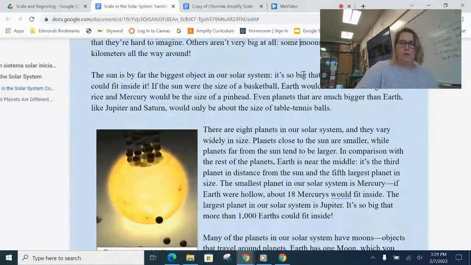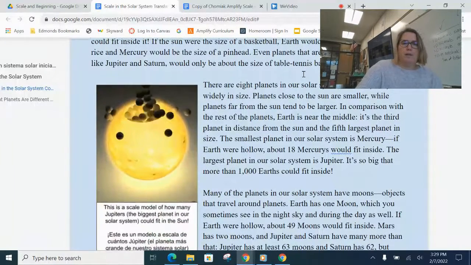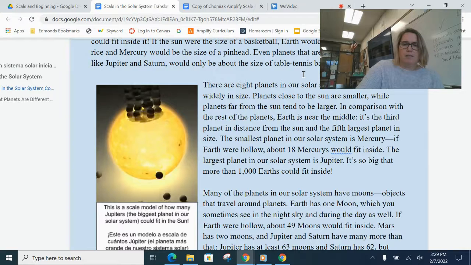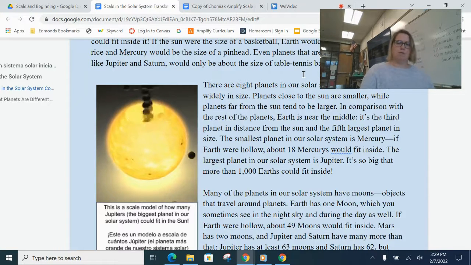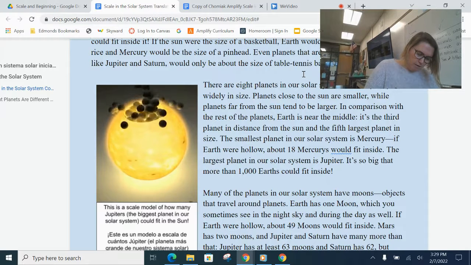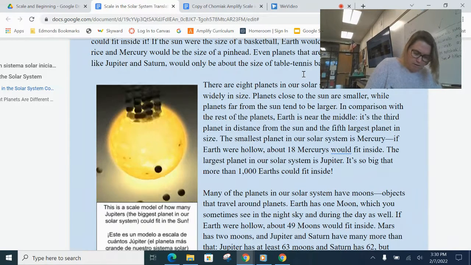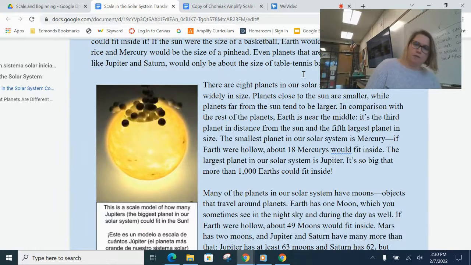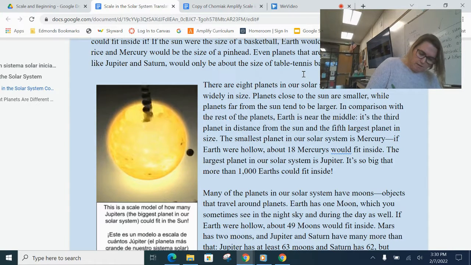All right, let's go to number 3. There are 8 planets in our solar system, and they vary widely in size. Planets close to the sun are smaller, while planets far from the sun tend to be larger. I feel like that's kind of important, so I might want to write that down now. So planets vary means that they differ. They're different in sizes, excuse me.